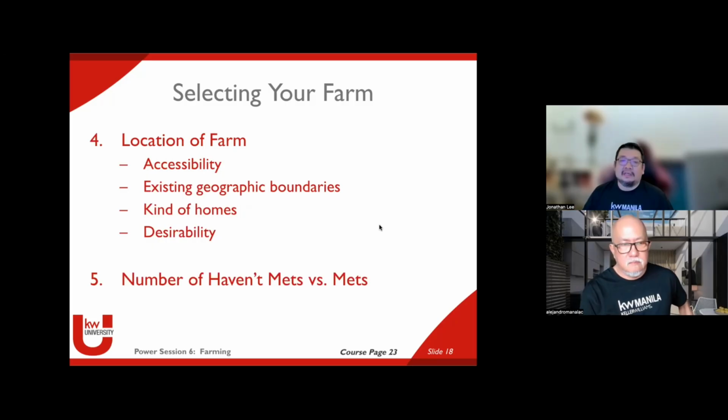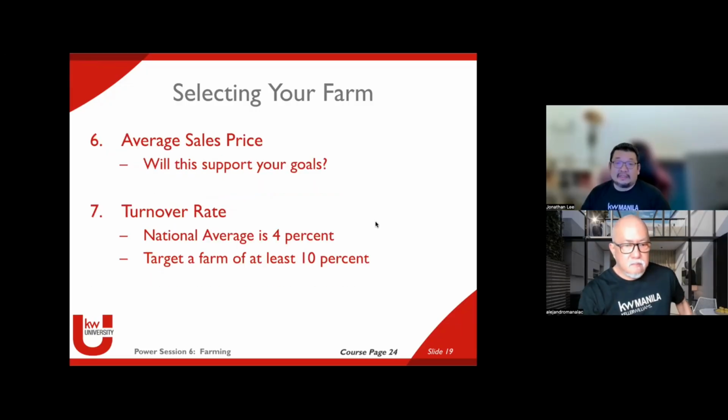Very importantly, right? Location of farms, what's the existing geographical boundaries? What kind of homes? Is it desirable or not? What's the number of haven't mets that you have in your database that you could use for your business? What's the average sale price? Will this support your goals? What's the turnover rate? National turnover rate, which is 4%.